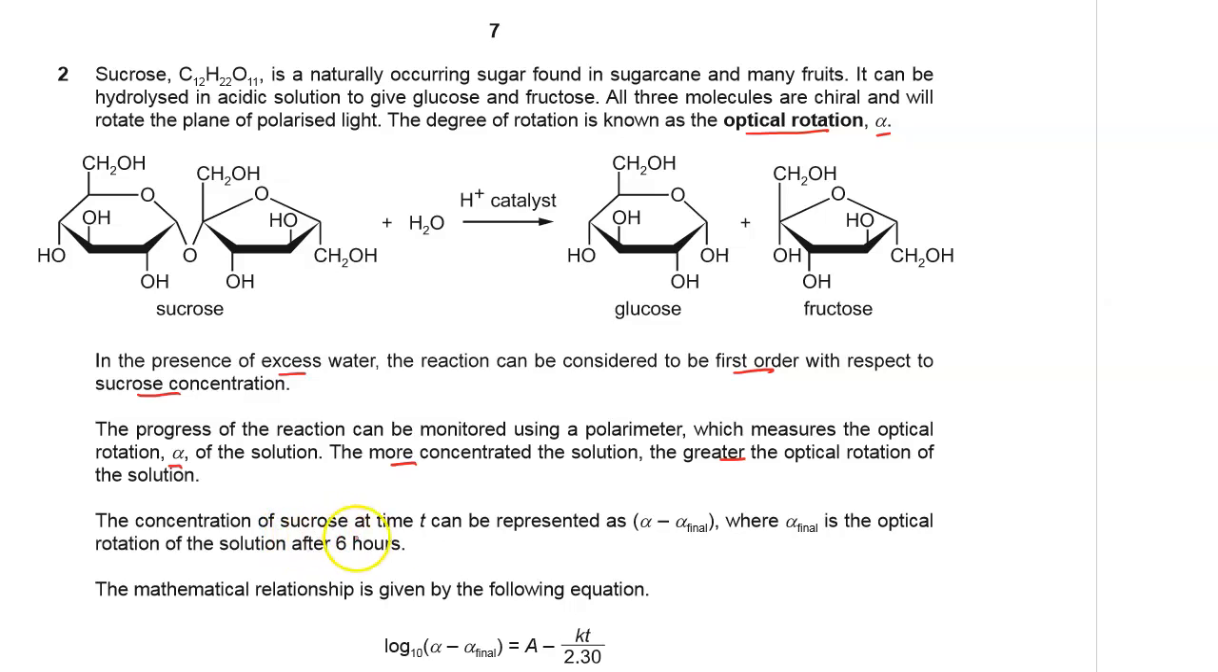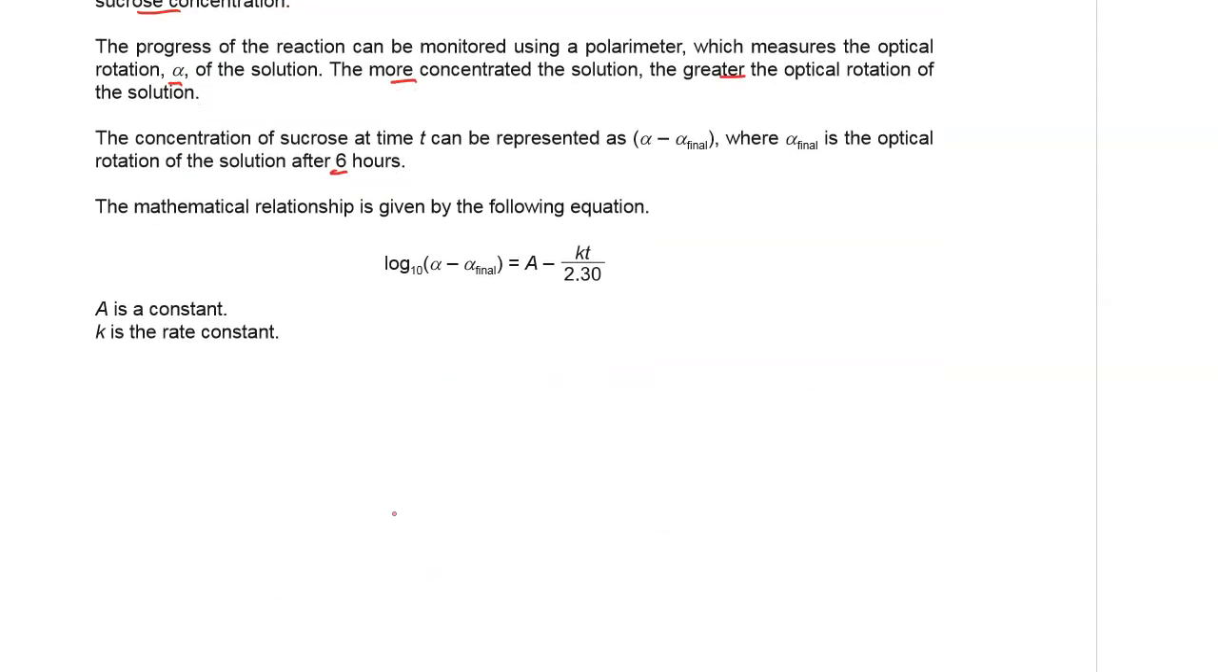The concentration of sucrose at time t can be represented as alpha minus alpha final, where alpha final is the optical rotation of the solution after 6 hours. The mathematical relationship is given by the following equation. Logarithm to base 10 of alpha minus alpha final is equal to a minus kt upon 2.30. A is a constant and k is the rate constant.